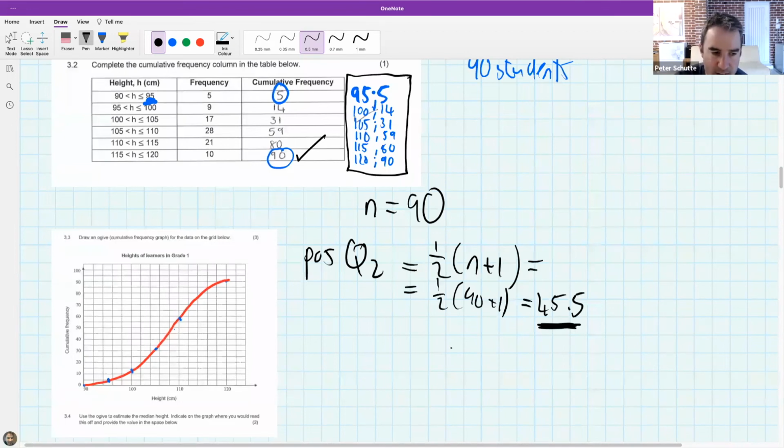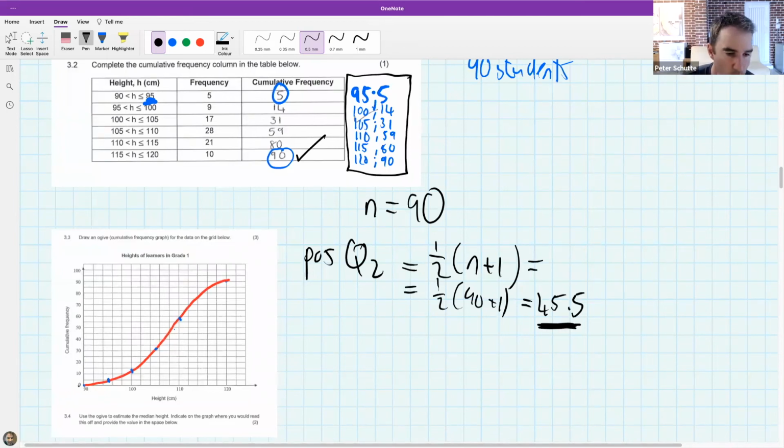Now, normally, if we had a list of data, we would go to position 45, and we'd average it out between the 45th and 46th position. But in this case, because it's grouped data, we don't have that. And so what we're going to do is use the ogive's cumulative frequency plot, and then estimate where the median is from that.